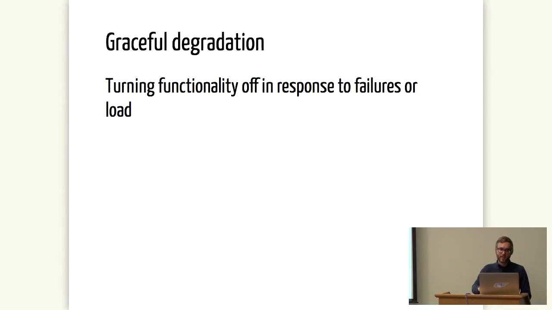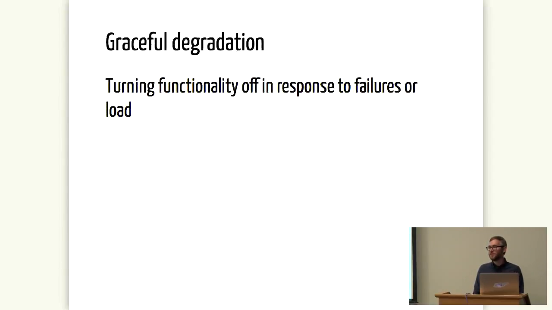So next, after feature flags, let's talk about graceful degradation. This is turning functionality off in response to failures or load. On a site like Eventbrite, and probably most of the sites that web developers here would work on, some functionality is more critical than others. We care a lot more about someone being able to create an event or purchase a ticket than we care about someone getting recommendations for events they might want to check out, for instance.